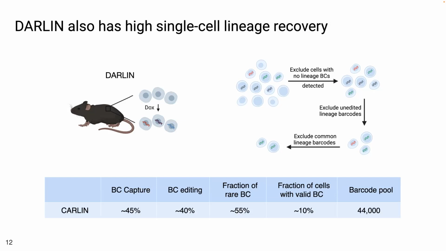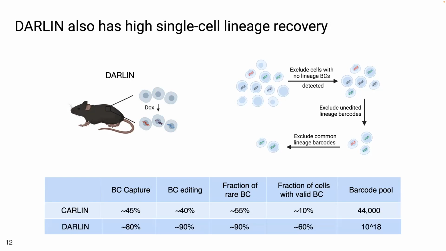So Carling actually performed relatively mediocre across all these 3 steps, eventually leading to just 10% of the cells being useful for downstream analysis. Darling, on the other hand, achieved a very good score in each step. So eventually, 60% of the cells will be useful for downstream lineage analysis.